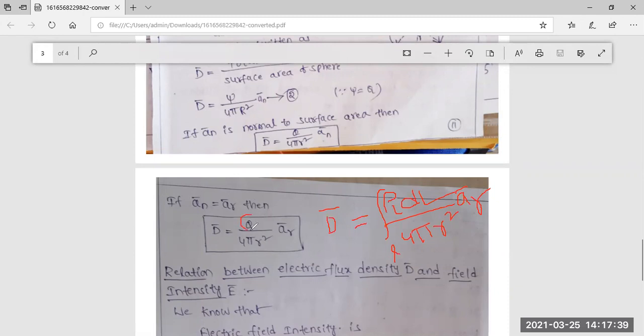D bar is equal to, just replace the Q value with the particular type of charge. For line charge, integral L rho L dl. For surface charge, integral S rho S ds. For volume charge, integral V rho V dV. Like that, we can write the electric flux density due to a line charge, surface charge, and volume charge.